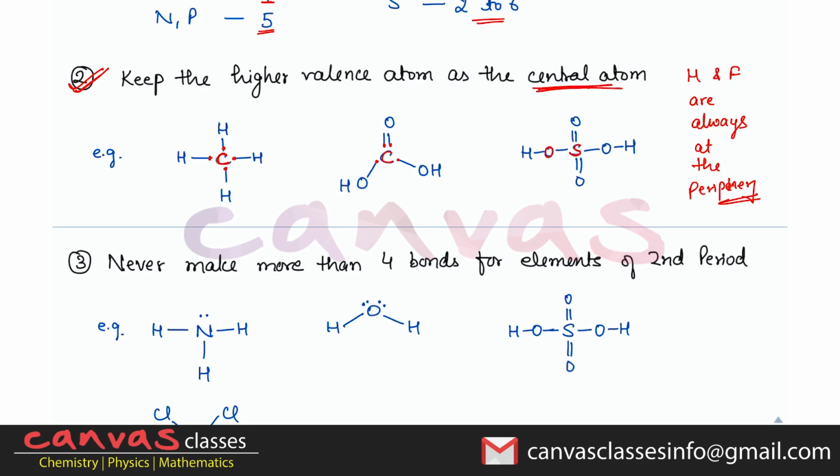Oxygen also has a valence of 6, but oxygen cannot make 6 bonds. It only makes 2 because it has a limit of octet. It cannot exceed its octet due to the unavailability of empty d orbitals. So sulfur is placed in the central position and now it is forming 2 double bonds and 2 single bonds.